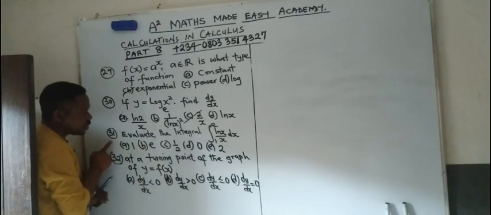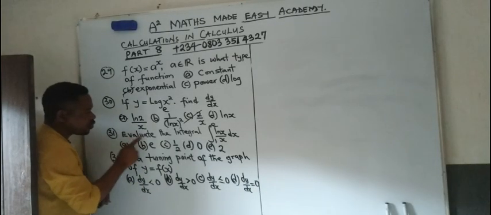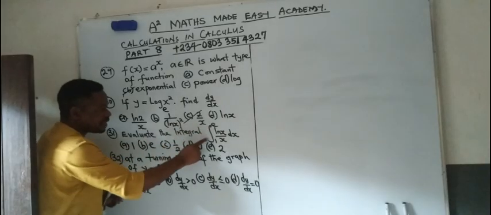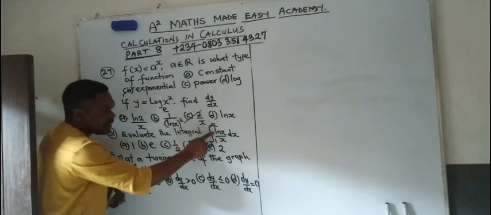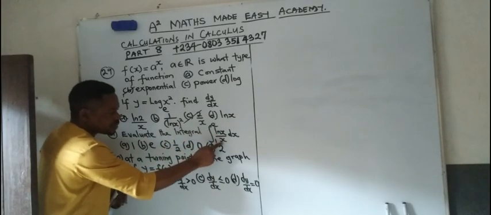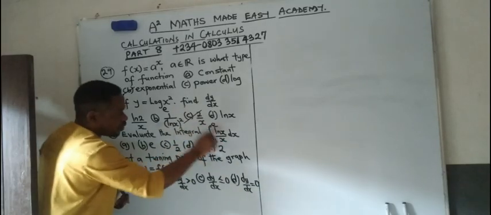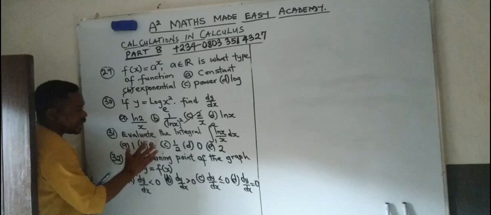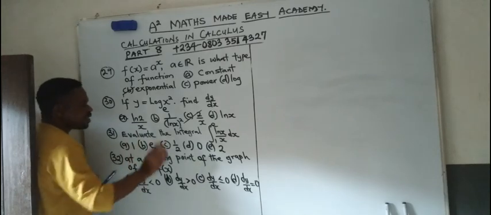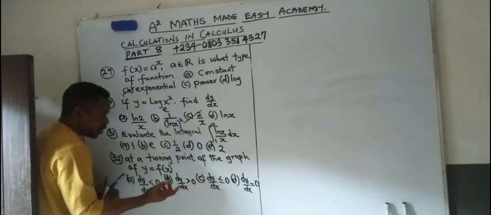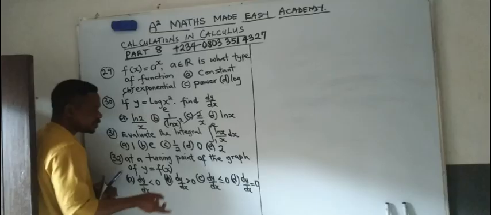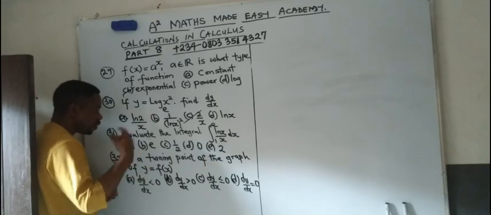Now what is the question? Look up. The question says we should evaluate the integral of ln x over x, bounded by exponential and 1, under dx. Are you with me now? Now look at the options. I will now use what we call shortcut to solve it, and equally use the normal method to solve it. But watch now.